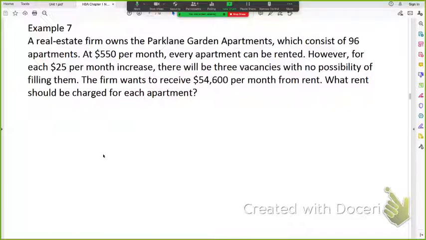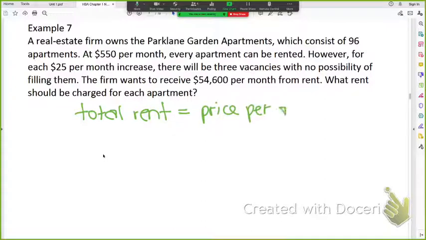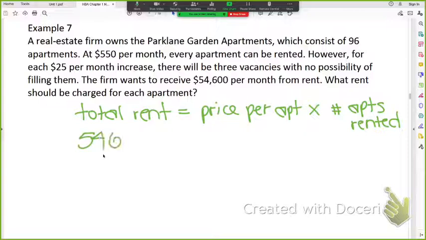So what we're going to look at here is an equation for total rent. Your total rent for your apartments is literally just your price per apartment times number of apartments rented, right? You have 96. There's no guarantee they will all be rented out, so you have to think about that and how much you are charging. What do they want their total rent to be? $54,600.